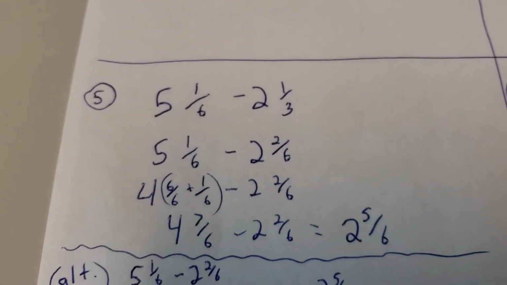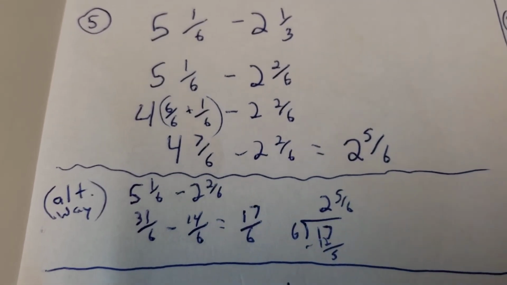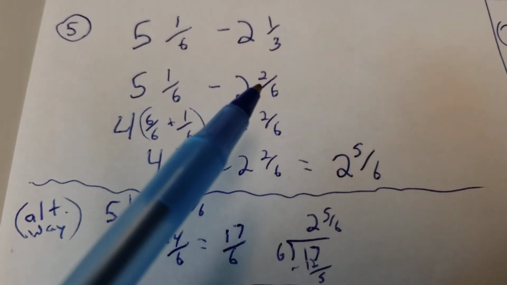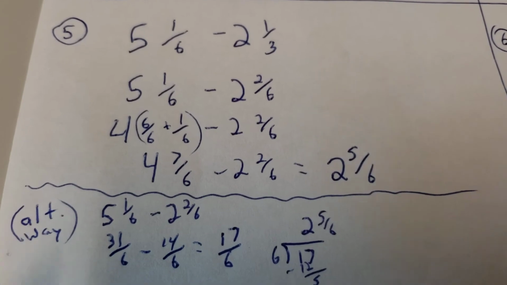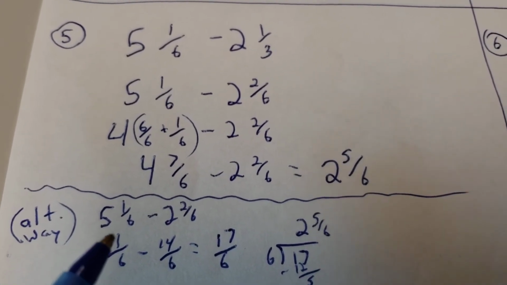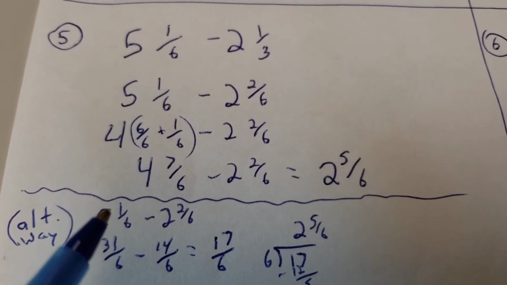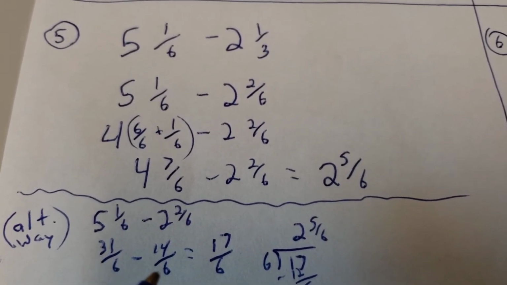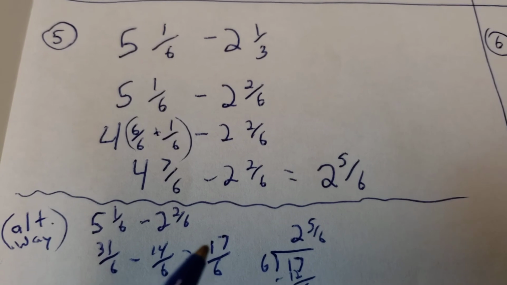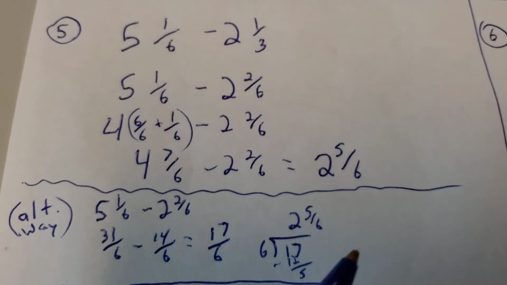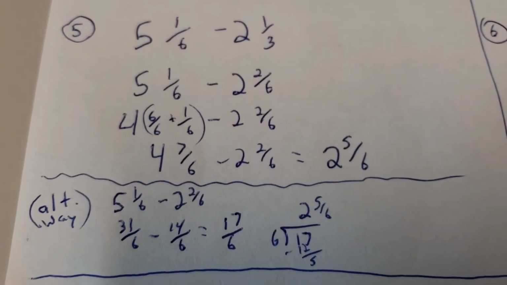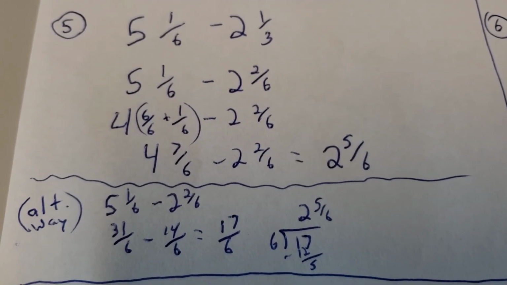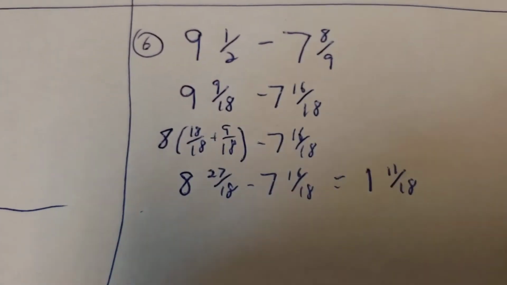Now there is an alternate way that you could do this problem. When you get to the point where you realize that 1/6 minus 2/6 isn't going to work, you could make them both improper fractions. So 5 and 1/6 became 31/6, and 2 and 2/6 became 14/6. Then you can go ahead and subtract them, and it leaves you with an improper answer, which you have to convert back to a mixed number. So if you like doing it that way, you can, but you have to make sure you get common denominators first. All right, one more like that.